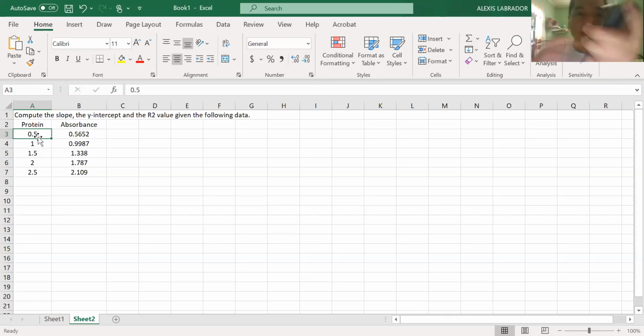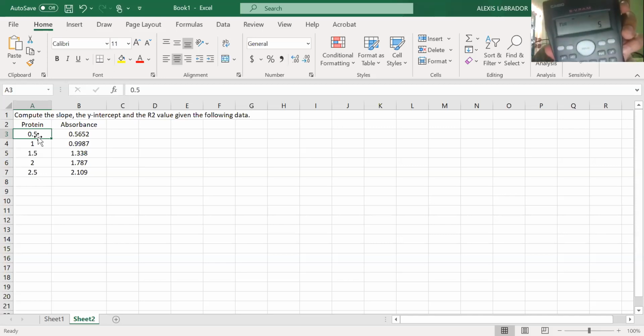Then sunod, 1.5, comma, and then 1.338, then press M+. Press M+, so 3. Then 2, comma, 1.787, then press M+, 4, and then 2.5, comma, 2.109, M+, okay? Until matapos natin hanggang n is equal to 5.